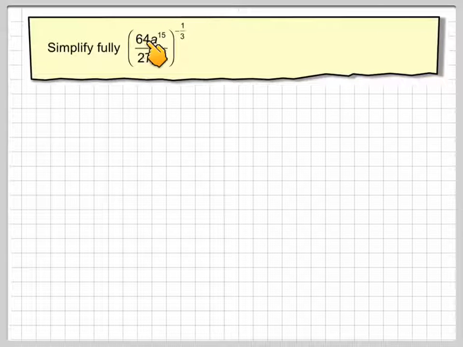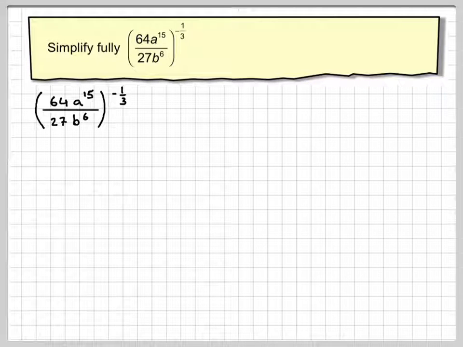Simplify fully (64a^16 / 27b^6)^(-1/3). So this is going to involve the rules of indices. The best thing to do in this situation is to use this rule here. And it's not often taught, this rule.